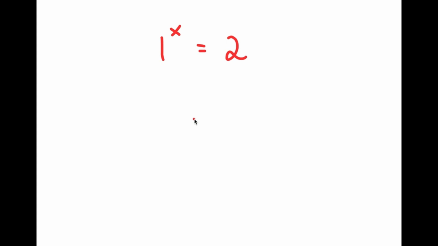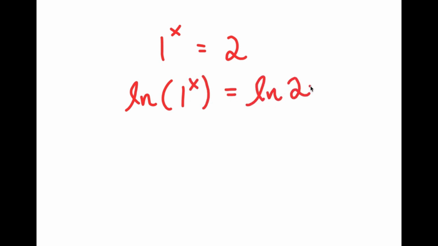Alright, so in this problem, I have 1 to the power of x is equal to 2. Now to solve this, I'm going to take the natural log, or ln, on both sides. So I have ln 1 to the power of x is equal to ln 2.